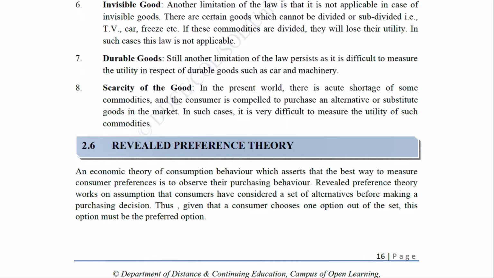2.6. Revealed preference theory. An economic theory of consumption behavior which asserts that the best way to measure consumer preferences is to observe their purchasing behavior. Revealed preference theory works on the assumption that consumers have considered a set of alternatives before making a purchasing decision. Thus, given that a consumer chooses one option out of the set, this option must be the preferred option.